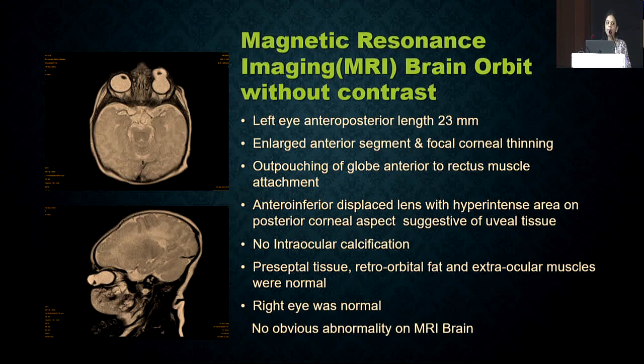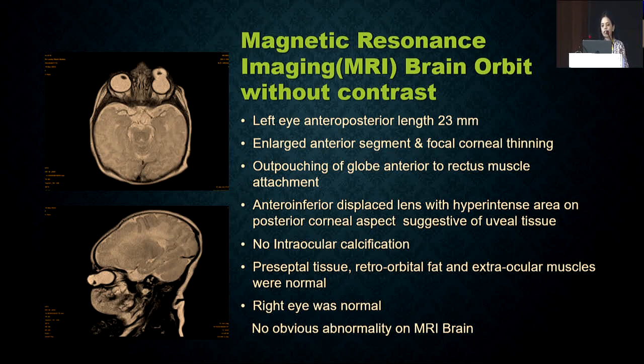On performing the magnetic resonance imaging of brain and orbit without contrast, we found that on axial scan, the anterior-posterior length was 23 millimeters with an enlarged anterior segment and focal corneal thinning. There was outpouching of the globe anterior to the rectus muscle, as you can see in the inferior scan, and there was no intraocular calcification seen. There was an anterior-inferiorly displaced lens with a hyperintense area on the posterior corneal surface, which was suggestive of the presence of uveal tissue in the baby.